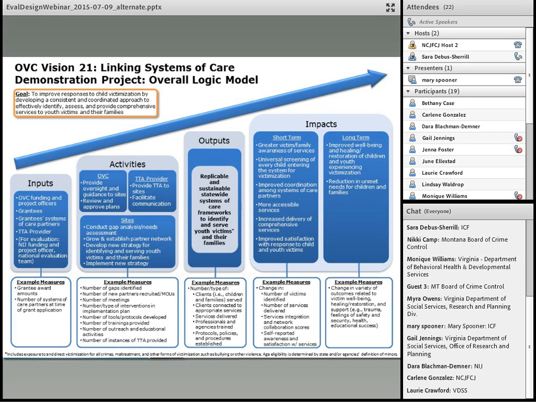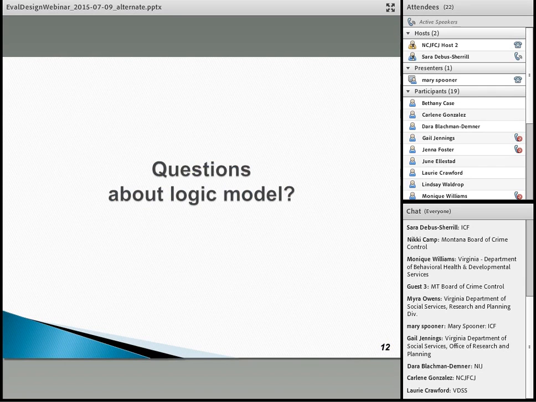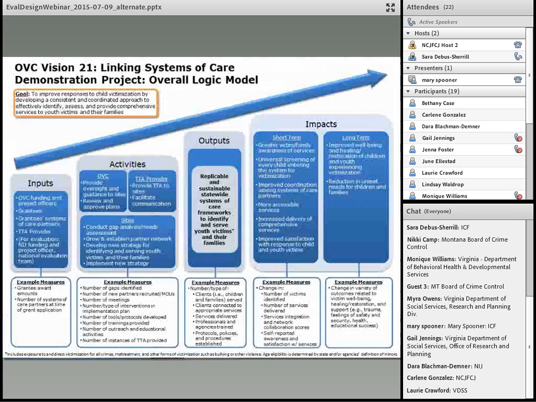So I do want to pause here before I go into details about the evaluation and what those components will look like. And I just want to see any questions so far about the logic model or that high-level overview of the evaluation. And I'll put it back here so people can look and see. And I think we said if people have a question, if you click the raise your hand button, they'll unmute you.